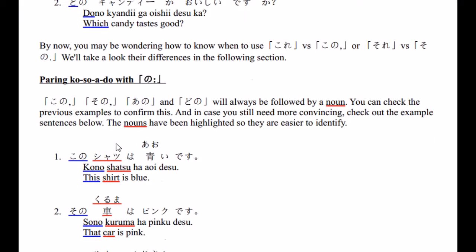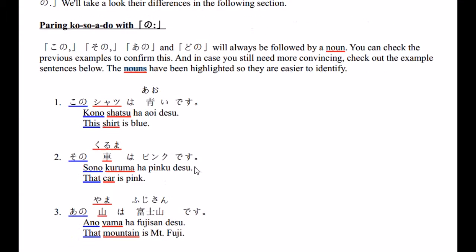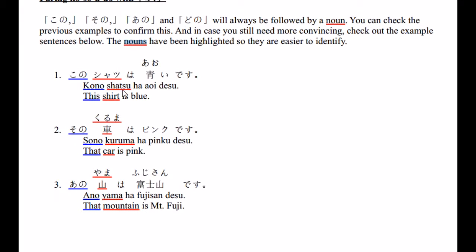But anyway, I have some examples down here that will help illustrate even further. So the nouns have been highlighted in red, so they're easy to see, while kono, sono, ano, and dono have been highlighted in blue. So number 1, kono shatsu wa aoi desu. This shirt is blue. So kono shatsu. Shirt is a noun, so we need no. And we're talking about a shirt that's really near us right here, so we use ko.